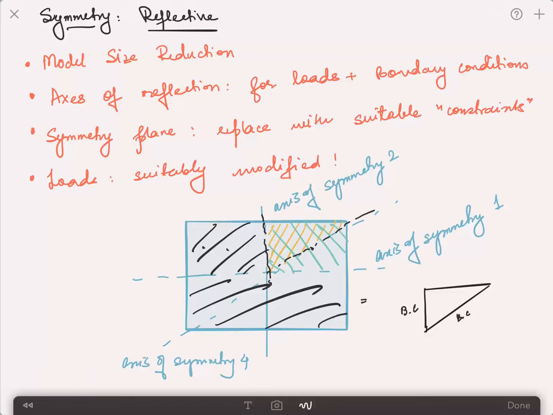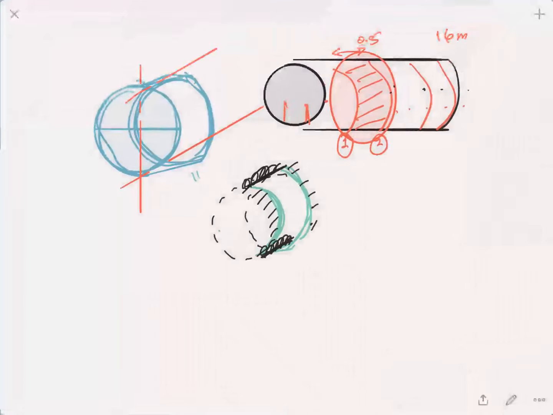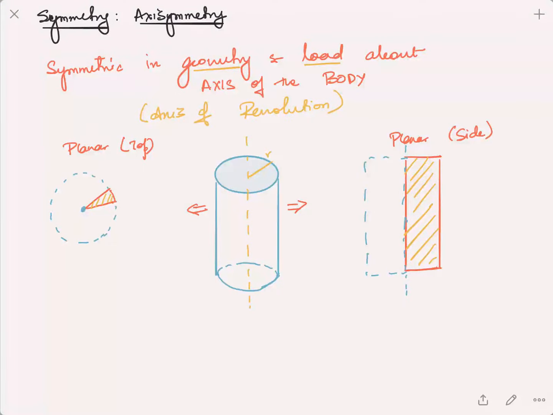So there are different ways of going up to symmetry, but whenever you remove a certain part, you have to replace it with suitable boundary conditions so that the model still behaves in the exact same way as if the geometry was completely full. So that's just an introduction to reflective symmetry. Now what I want to do is teach you some particular symmetry kinds.